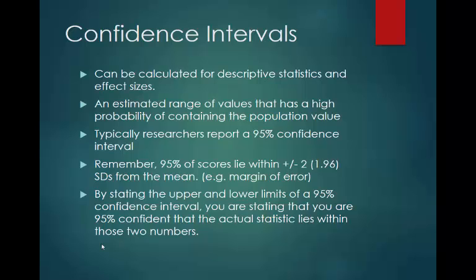And so it's basically the estimated range of values that has the probability of containing the actual value. So normally researchers will report a 95% confidence interval. And so basically they're stating they're 95% confident that the actual statistic, whatever it is, lies within the upper and lower limits of that. And usually that's plus or minus 2 standard deviations from the mean.